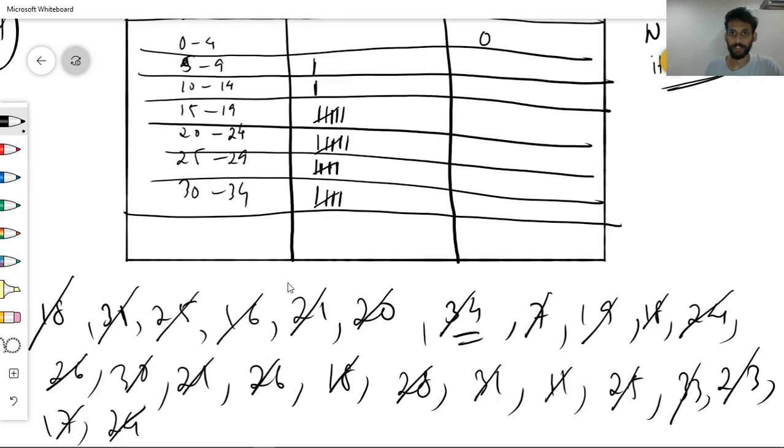So if I count these values here, this will be 0, this will be 1, this will be 1, this will be 6, this will be 6, this will be 5, this will be 5. The total here is 6, 7, 8, 12, 13, 14, and this is 10, 24. So total is equal to 24. So I hope you can do the next one.